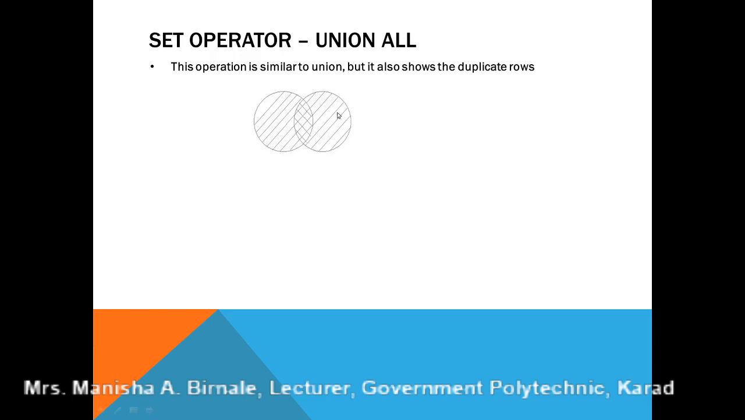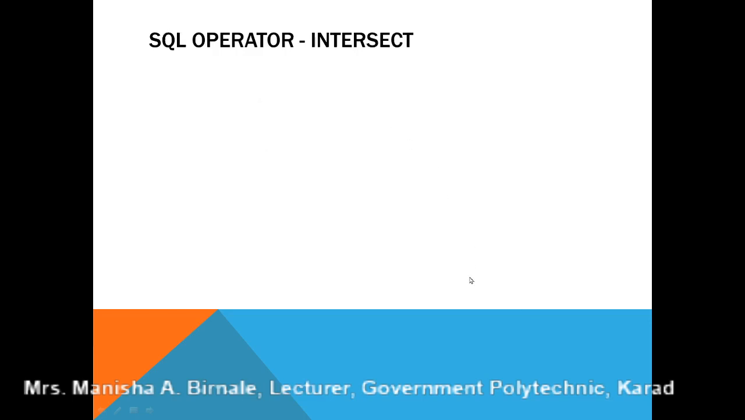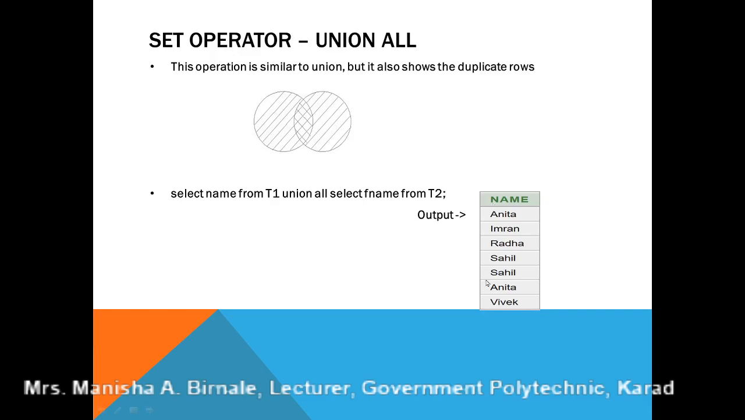So this is a Venn diagram showing union all. Here duplicate rows are not eliminated. It shows duplicate rows also. Suppose the query is select a name from T1 union all select app name from T2, and you can see the output like this. Here duplicate values, Anita two times, are included in the result. Sahil is available in the first select as well as the second select statement. So duplicates are also included and shown in the result of union all.